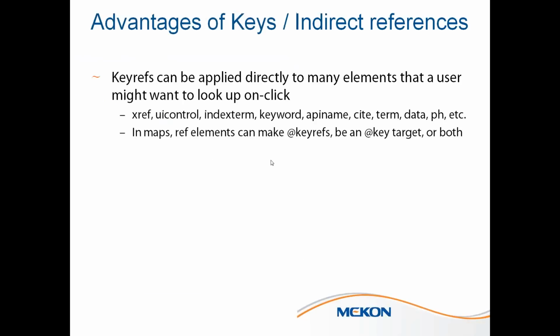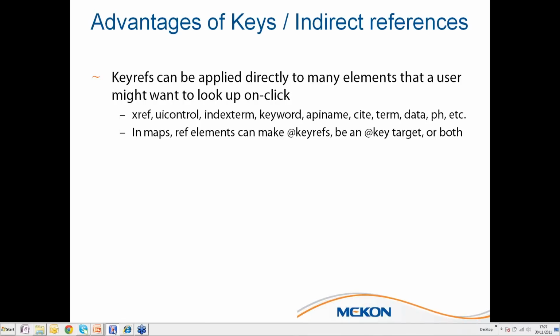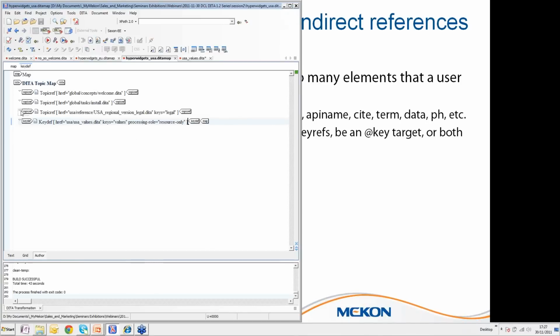So in maps, also you might want to know that topicrefs can make keys, and they can be a target or both. I've got a topicref which defines a key and defines the key legal, but I could also have the keyref or conkeyref set on this topicref so that we can have the same topic showing up in various points on a map or being reused from other places as well.